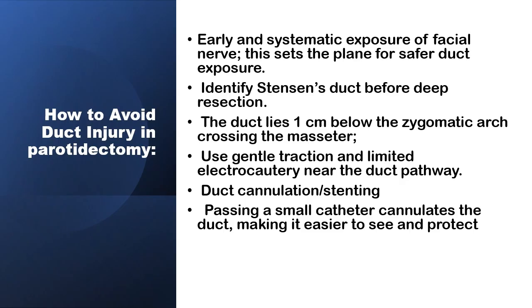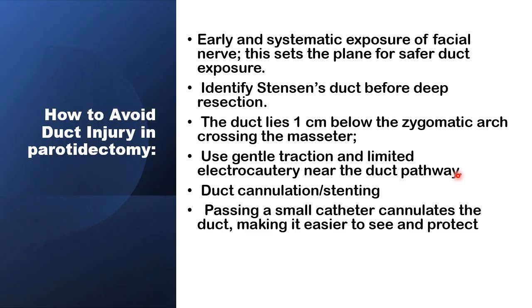How to avoid accidental duct injury during parotid surgery? A good and early exposure of the facial nerve and its branches is essential, knowing that the duct would lie at a deeper plane than the branches, but the branches would be in close proximity to the duct and parallel to it. The duct would lie about a centimeter below the zygomatic arch, and gentle traction in this area and limited electrocautery is essential to prevent any damage to the facial nerve branches and also damage to the duct itself.